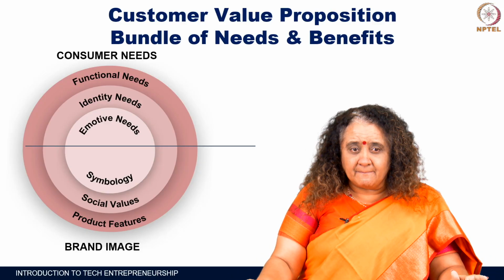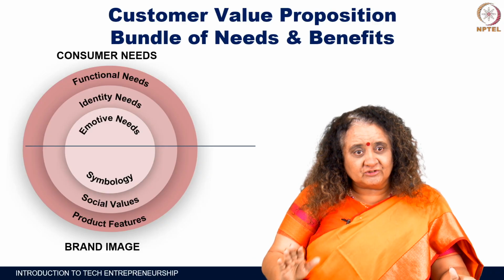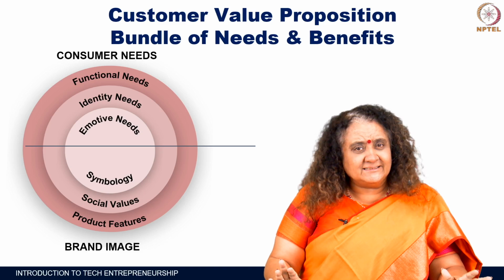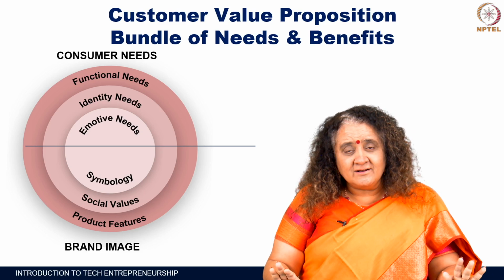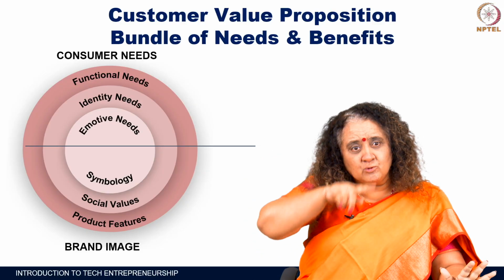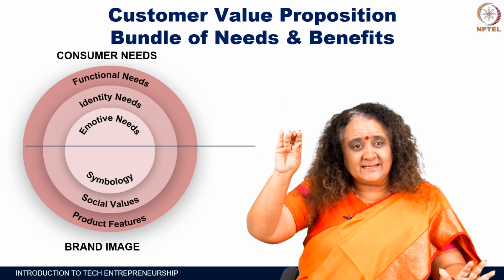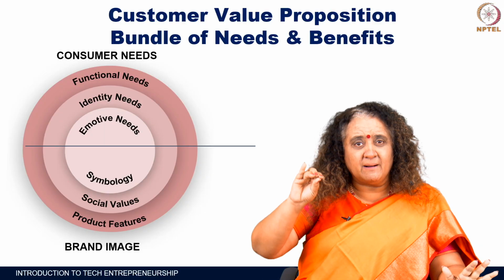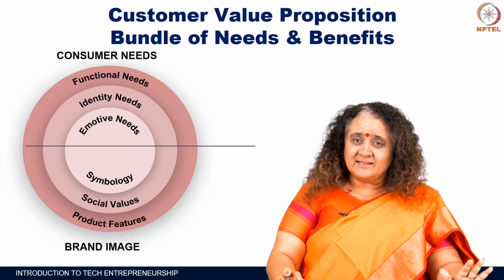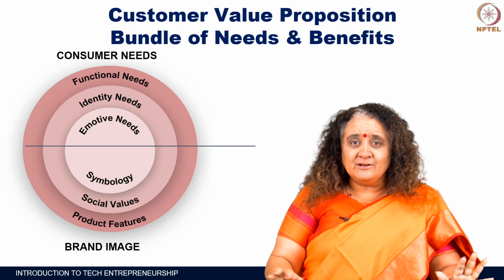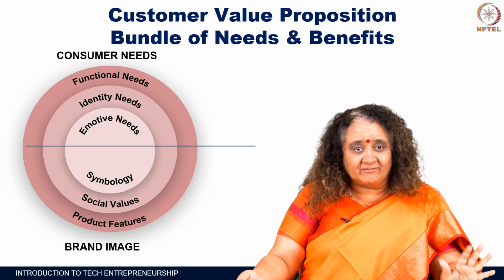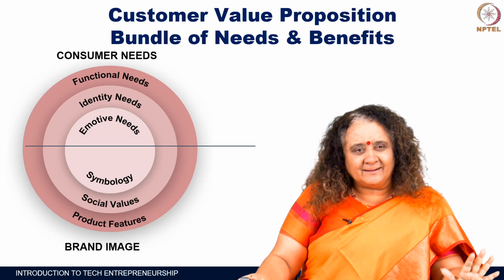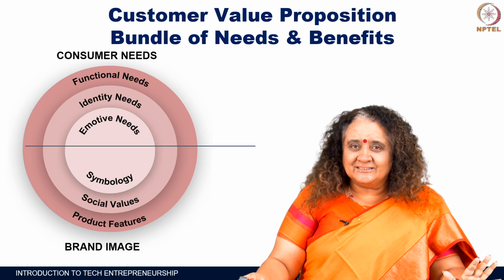I will definitely come back and explain terminology which is written here called identity needs, emotive needs, symbology, social value, etc. For this moment, we are focusing on the outermost layer, which says customer needs as functional, and it says on the brand side, it talks about the product features. So, how do you say that we go from what the customer needs into developing the features of the product itself? That is the purpose of these concentric circles, and in the marketing class we will come back and understand identity and symbology and social values.